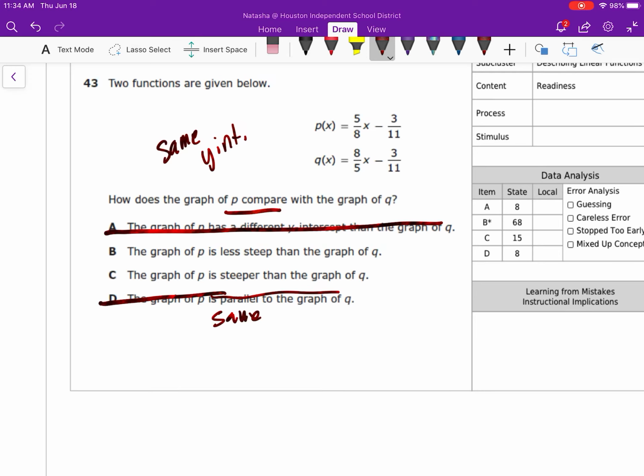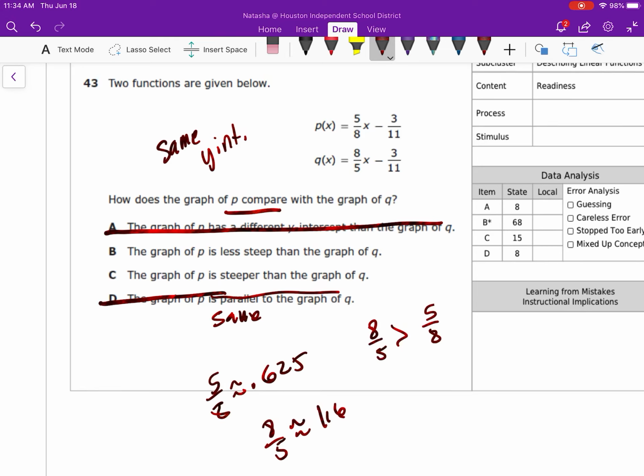Well, 5/8 is approximately equal to 0.625. And 8/5 is equal to approximately 1.6. So 8/5 is greater than 5/8. So if it's greater, that means it's going to be more steep.